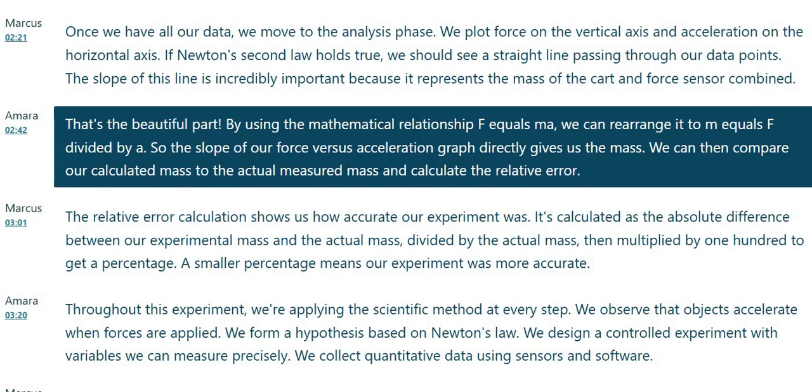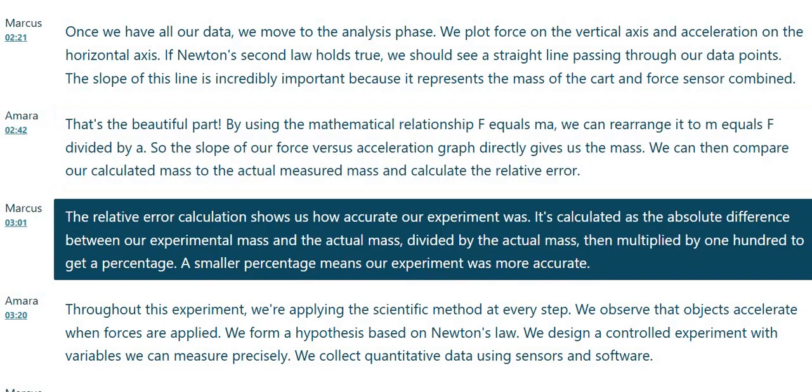That's the beautiful part. By using the mathematical relationship F equals ma, we can rearrange it to m equals F divided by a. So the slope of our force versus acceleration graph directly gives us the mass. We can then compare our calculated mass to the actual measured mass and calculate the relative error.